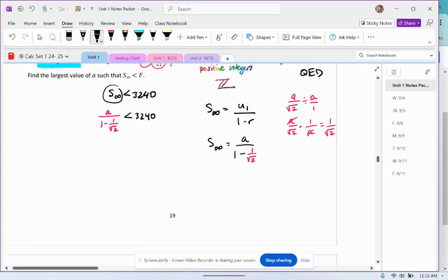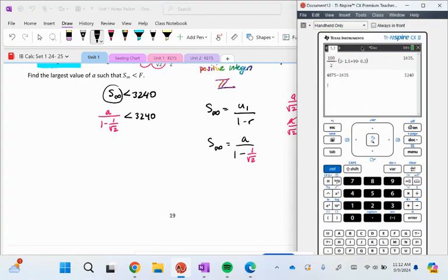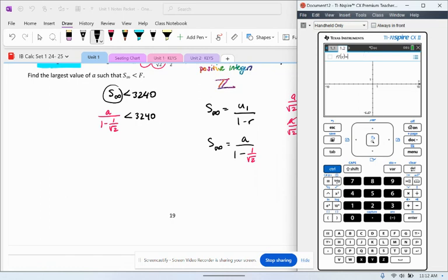I think we should consult our calculator. Make this an easy question. Okay, so we are going to go to a graph page. We're going to type in the left-hand side, and we're going to change the a to an x. Now we are trying to see where this infinite sum is less than 3,240. So I'm definitely going to need to adjust my window. Let's do a little zoom fit.